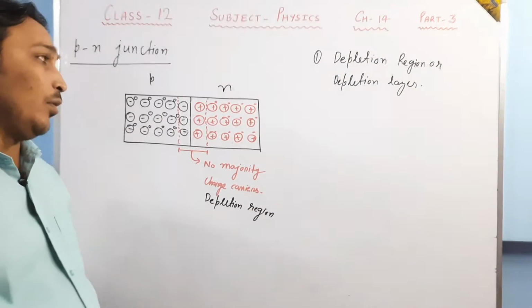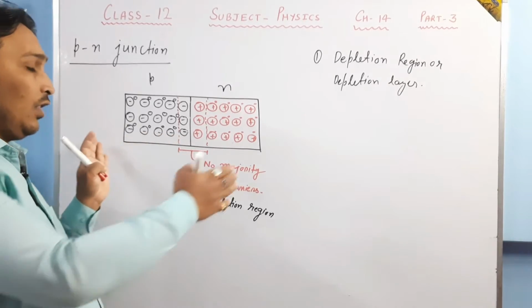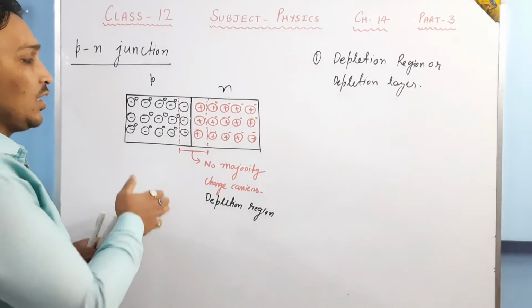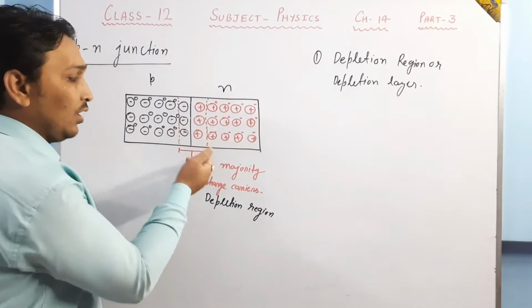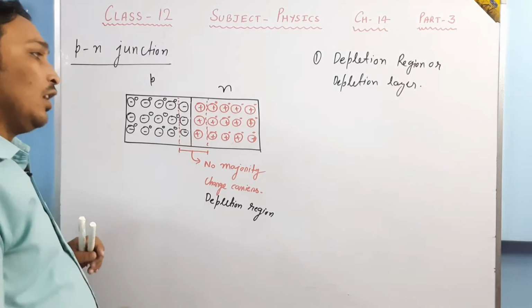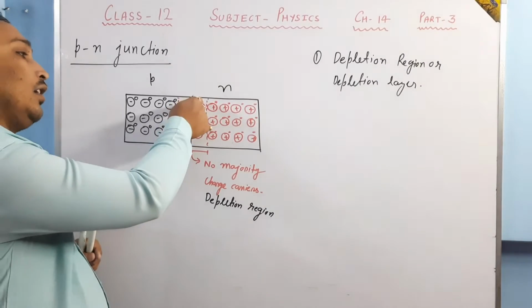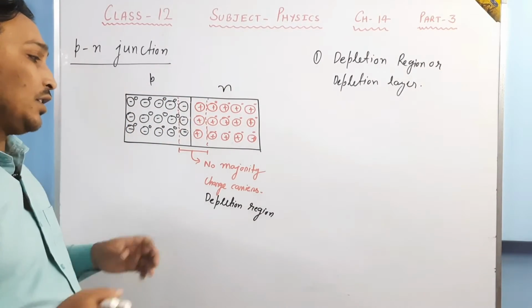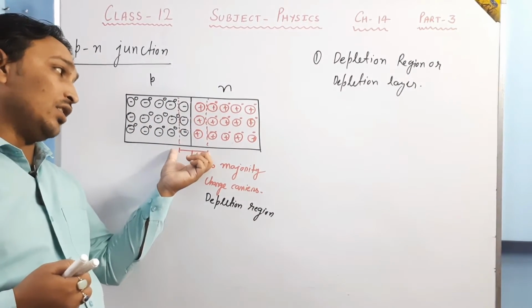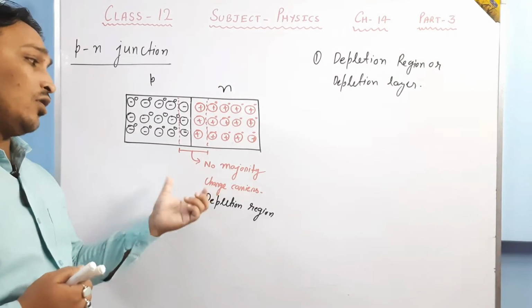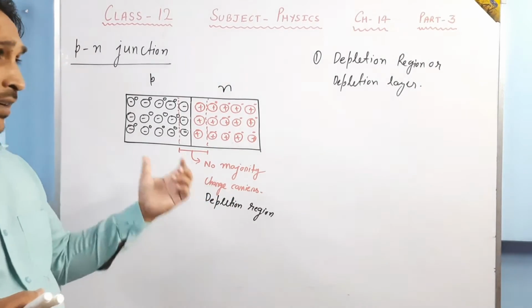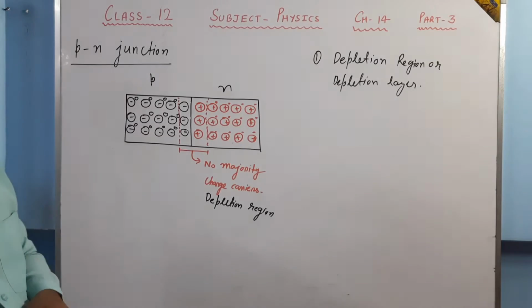Why is this happening? Because when the p-n junction is formed, majority charge carriers cross over the junction. They diffuse from n-type to p-type. Electrons go from n-type to p-type and neutralize the holes, and that's why there is a certain region nearby the junction where no majority charge carriers are there, and that region is called the depletion region or depletion layer.